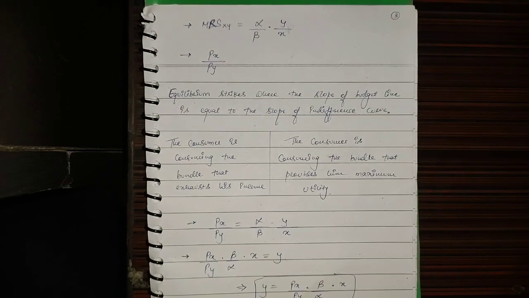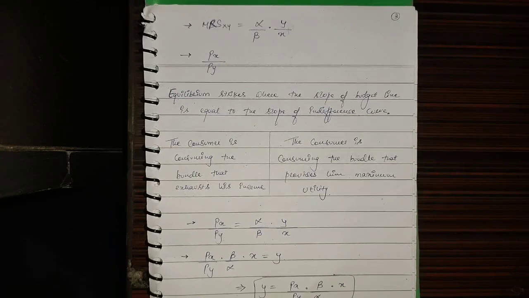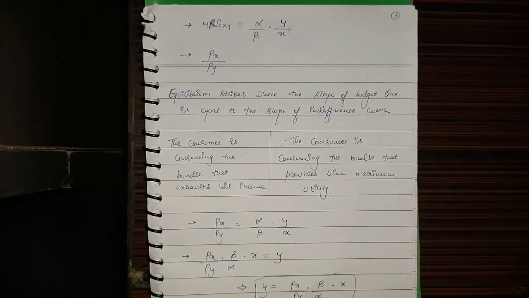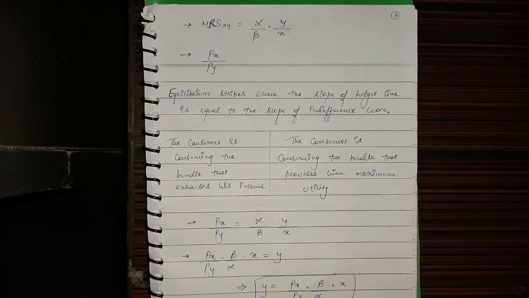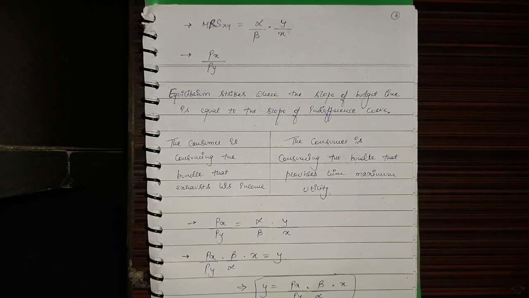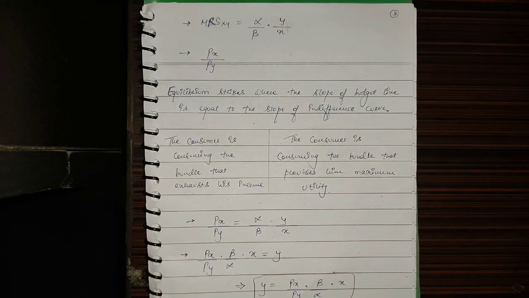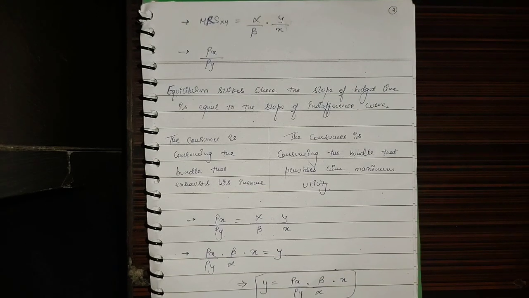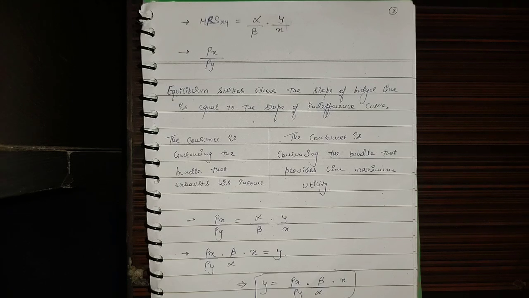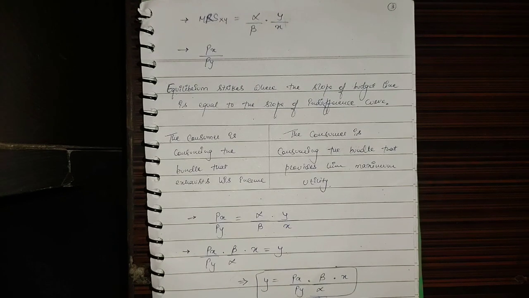Now equilibrium strikes where the slope of the budget line is equal to the slope of the indifference curve. What does this mean? It means that at this point, first and foremost, graphically we will see that the budget line is tangent to the indifference curve, and this also implies that the consumer is consuming the bundle that exhausts his entire income. Also, the consumer is consuming the bundle that provides him maximum utility.